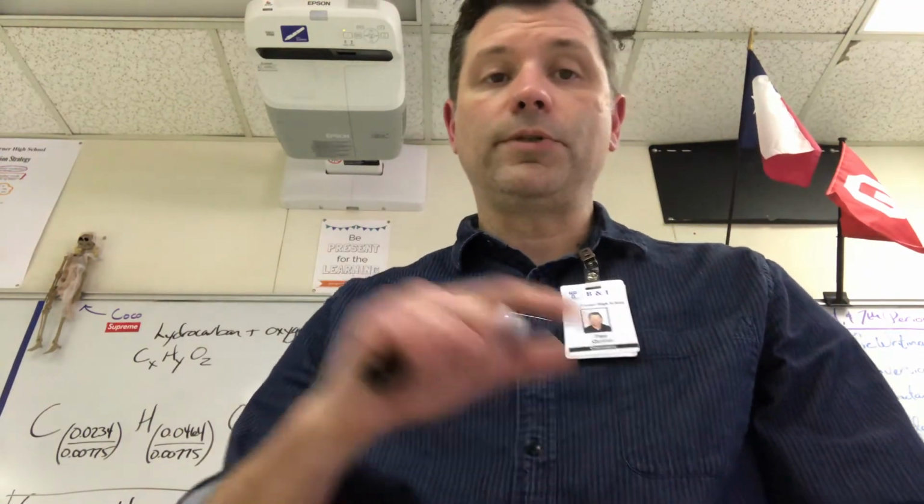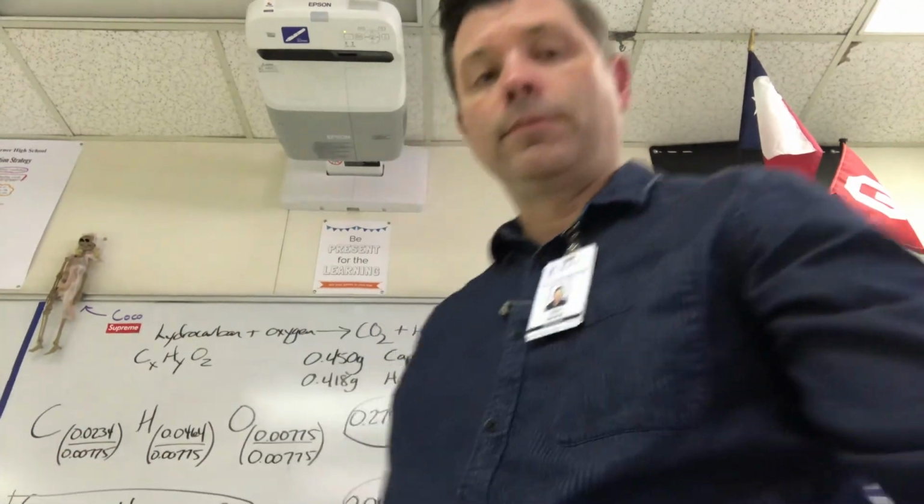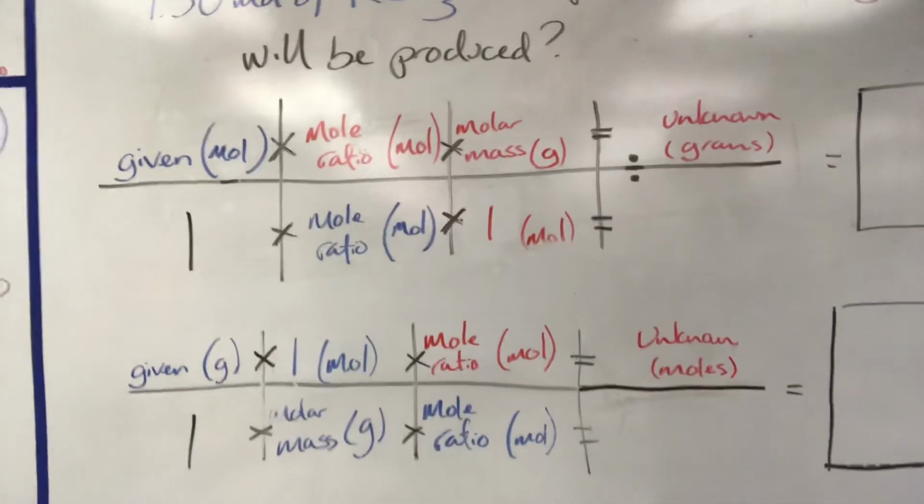A three-step conversion is probably the easiest to set up. You're going from grams back to grams. Always, always, always, it's going to be grams, molar mass, mole ratio, back to molar mass, and then grams. So let me show you. That's kind of how I set it up.